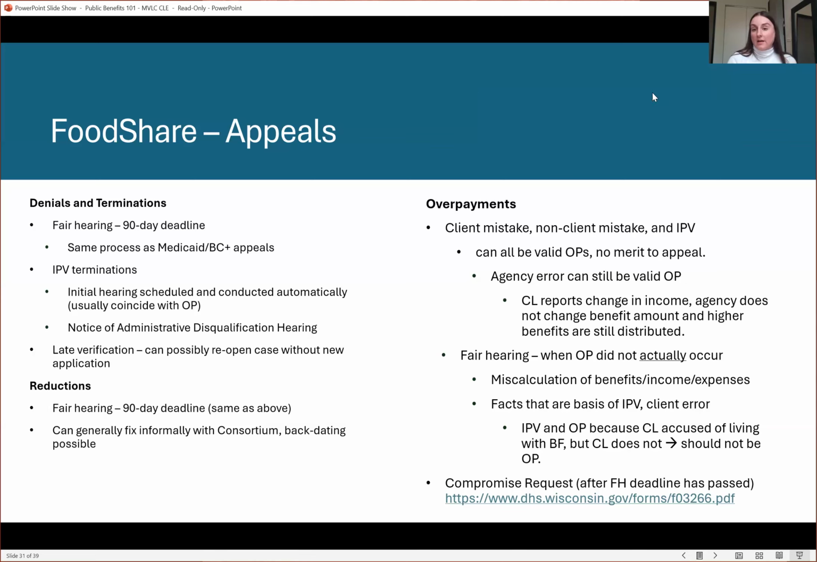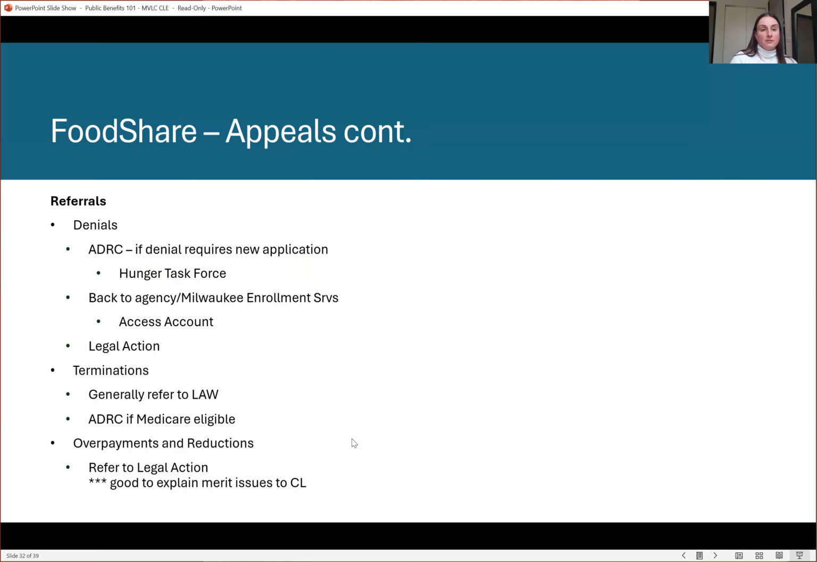There's also a new process, a compromise request to lower or reduce your overpayment. That can be something that can be printed out at clinic as well, if not just referred to legal action to help them with the compromise request. For denials at the application stage, if elderly or disabled, the ADRC, otherwise Hunger Task Force helps with food share applications. Send them back to the agency or their access account to either get more information or reapply that way, or to legal action. Terminations, legal action, as well as overpayments, but it's also good to go over those merit concerns with overpayments, that it just might not be worth an appeal per se.